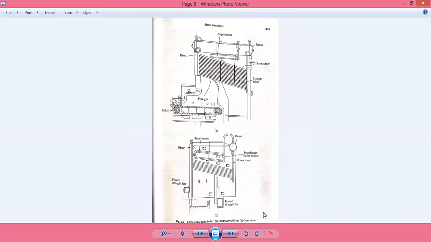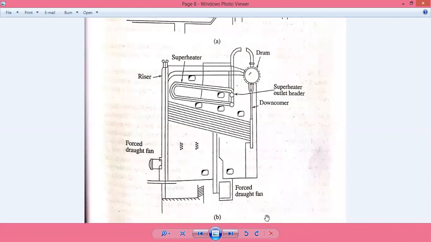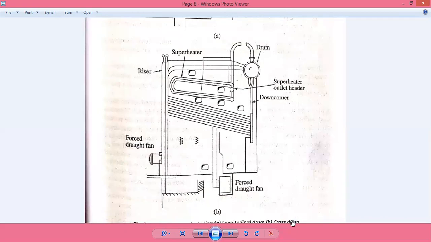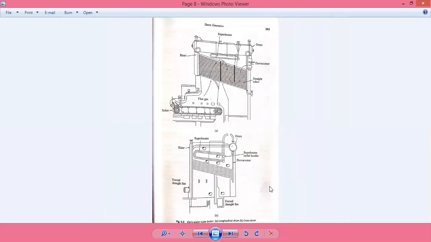Now there is another thing. Here the drum is on the cross side. Here are also straight tube boilers, with the drum on the cross side, following more or less the same thing: downcomer and riser, and there is a superheater shown here. From the riser itself, it goes to the superheater. The steam goes to the superheater and gets the required heat, and is then supplied to the turbine itself.